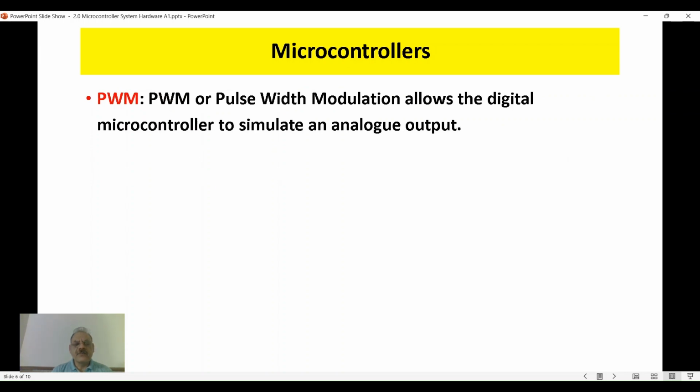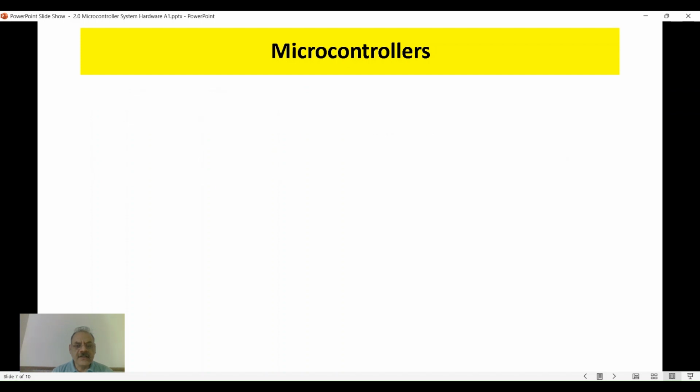PWM is pulse width modulation. The output is an analog output. For example, a speaker uses analog input. So in order to operate a speaker, you need to give an analog output. Therefore, PWM is used to do that.